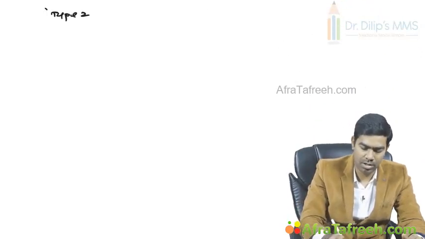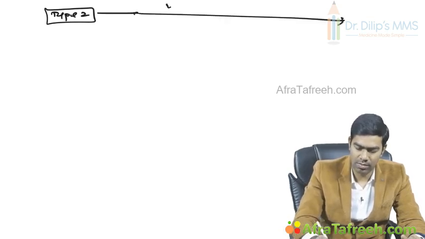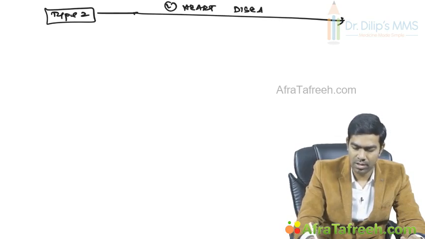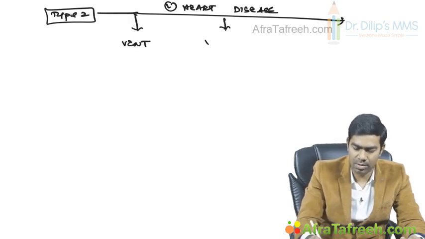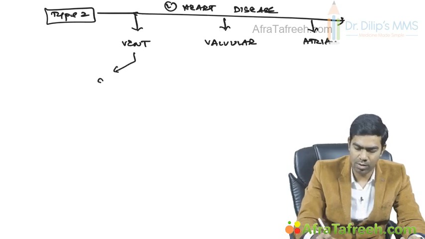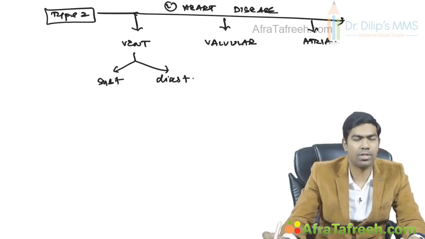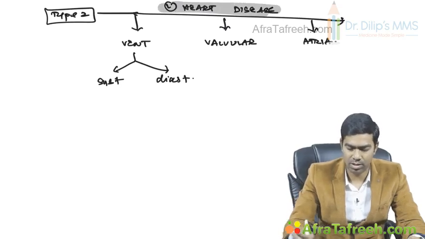Then you have type 2 pulmonary hypertension. We know that it is due to left heart disease. And the left heart disease can be ventricular, or the left heart disease may be valvular, or the left heart disease may be just atrial. In the ventricular, it could be either due to a systolic dysfunction or due to a diastolic dysfunction. So whatever may be the fact, it is due to the left heart disease. That's all.